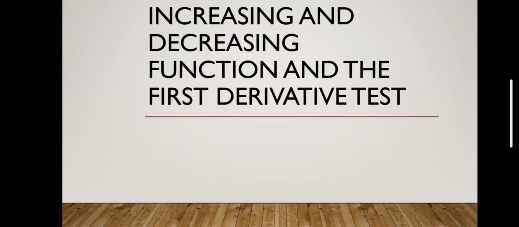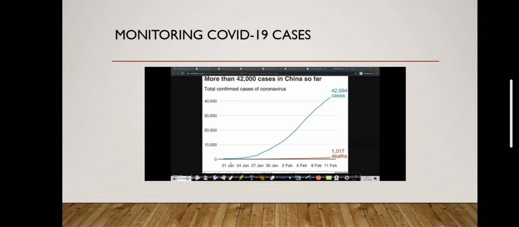Okay, so let me give you this situation. Suppose that the total confirmed number of COVID-19 cases is monitored every 3 days. Through graphing, we can determine if there is an increase or decrease in the cases in each interval. We have here the graphical representation of the COVID-19 cases in China. From this graphical representation, we can say that the number of cases increases from January 21 to February 11.